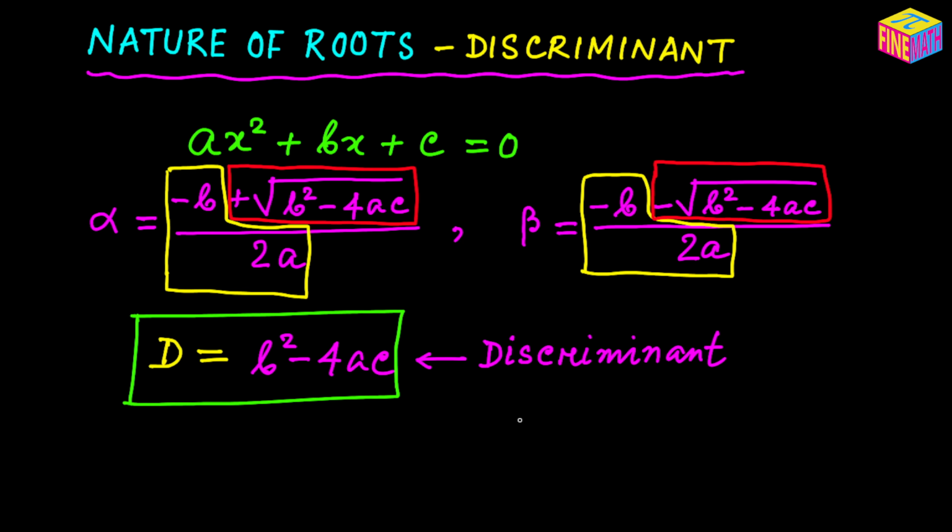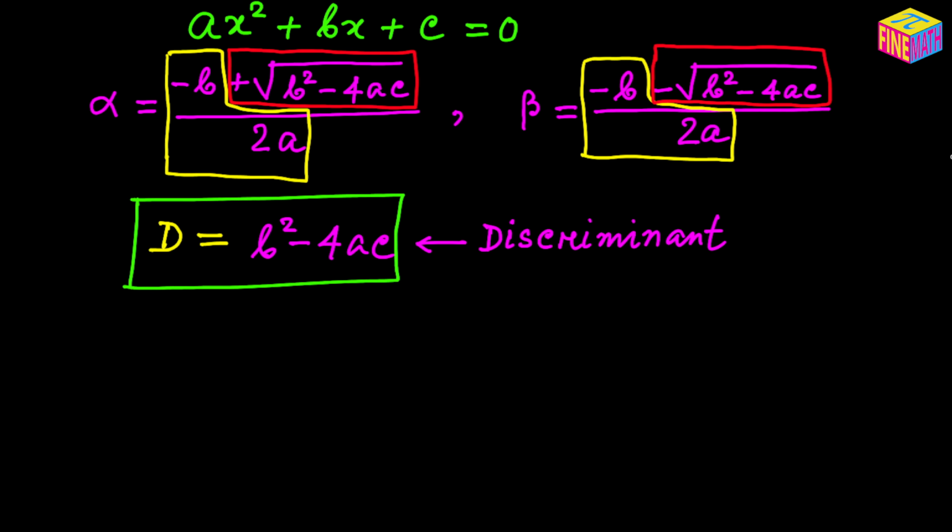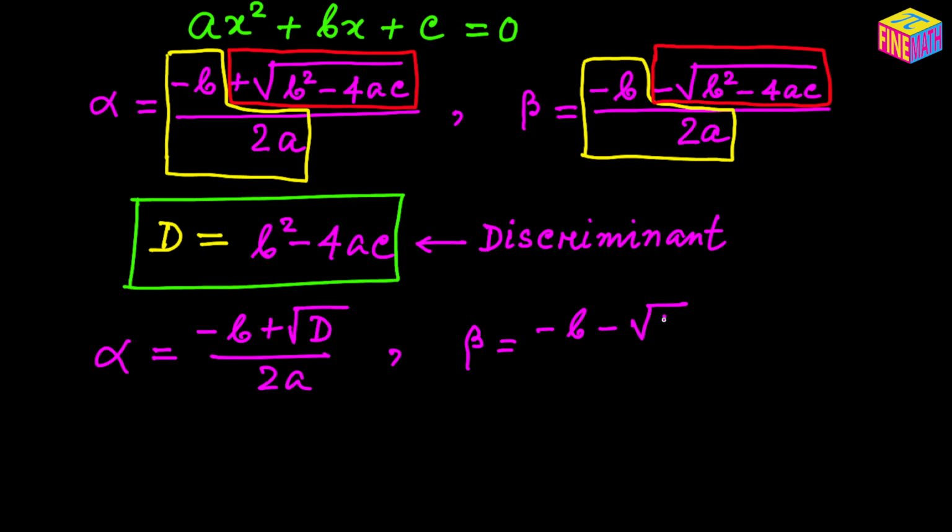Now let's use the D notation in place of b square minus 4ac, and let's write down the two roots of this quadratic equation. So we can say alpha is equal to negative b plus square root of D, whole divided by 2a, and similarly beta is equal to negative b minus square root of D. Wherever we have b square minus 4ac, we are writing D, which is the discriminant, right? That's the discriminating factor in the values of the two roots of this quadratic equation. So now let's do a little bit of study about the roots depending on the value of the discriminant.